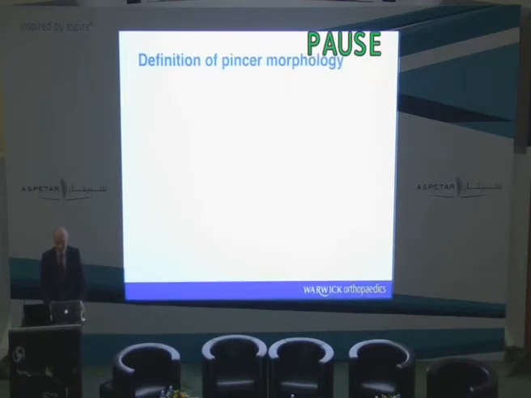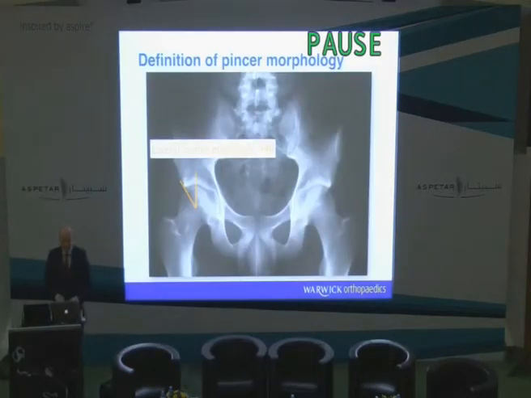So what about Pincer? Well, Pincer is actually much less well defined, even than what I've just said. So the classic definition of a Pincer abnormality is that the patient has a prominent acetabular rim measured on an AP radiograph using a lateral center edge angle. This is the subtended angle like that. More than 40 degrees is said to be abnormal.